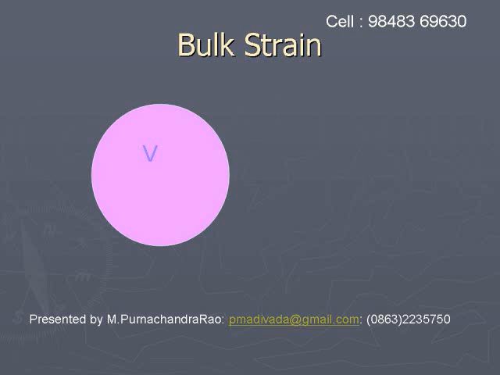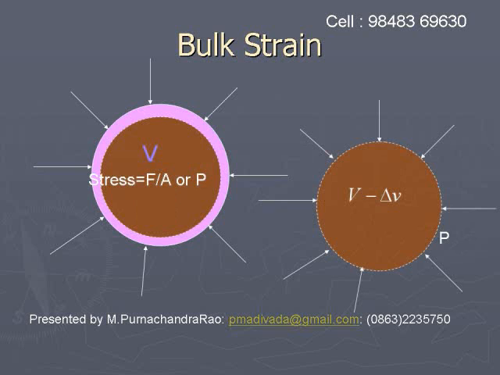To obtain relations for bulk stress and bulk strain, let us imagine a spherical ball. Suppose the rose colored circle represents the ball and the arrows represent the pressure applied on this ball. If the original volume of the ball is, say, V, when pressure is applied on all sides its volume decreases, and the new volume is represented by the brown colored circle. Then the change in volume is delta V and the final volume is V minus delta V.